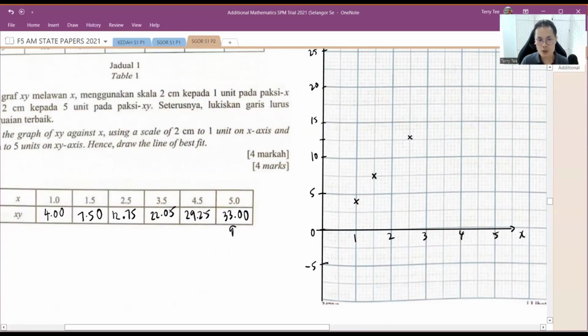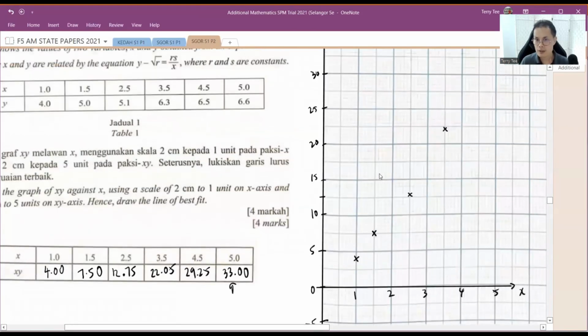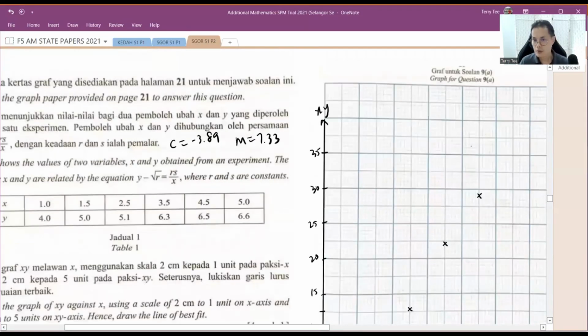All right. Next, 22.05, 3.5, 22.05. I can read 22. 22 is over here. All right. Next, the next point is 4.5 and 29. 29 should be 2 boxes here, and 5 and 33. 33 should be above here. Okay, one more time, 33.